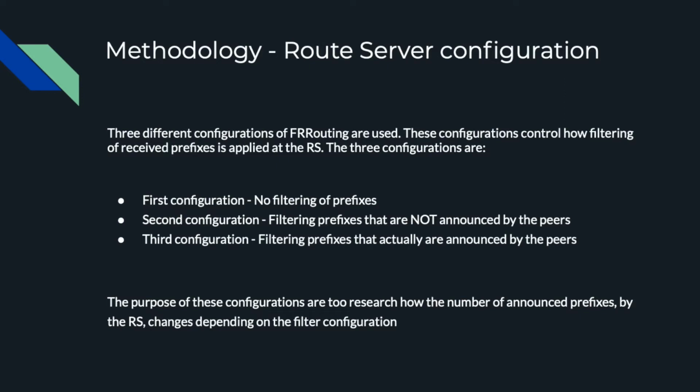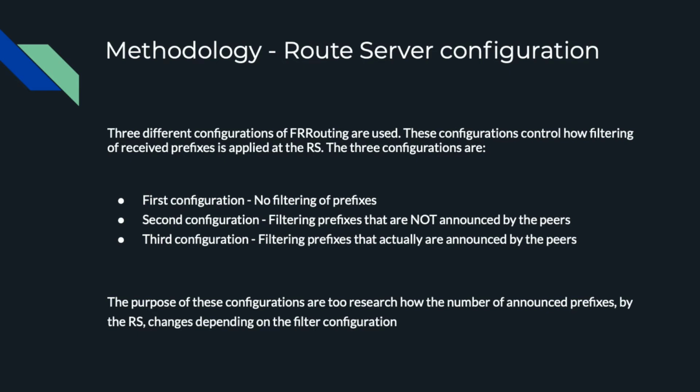3 different configurations of FRRouting are used. These configurations control how filtering of received prefixes is applied at the root server. The first configuration does not apply any filtering of prefixes. Next, for our second configuration, we filter out a set of 500 prefixes that are not advertised by the peers. In the third configuration, we filter out 500 prefixes that actually are advertised by the peers.